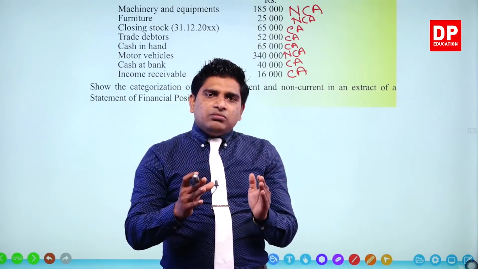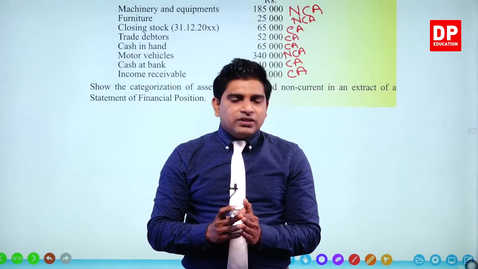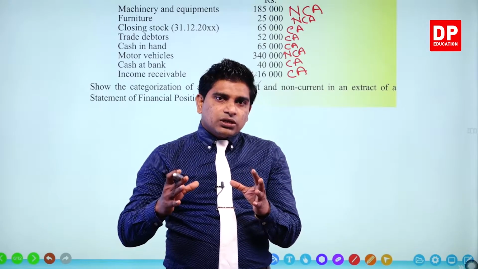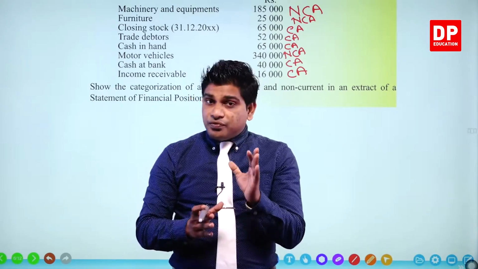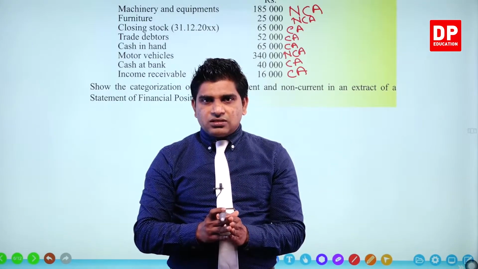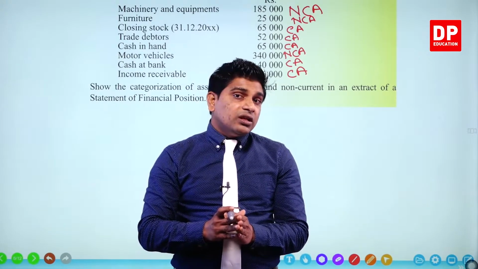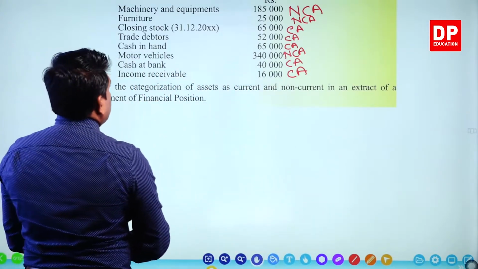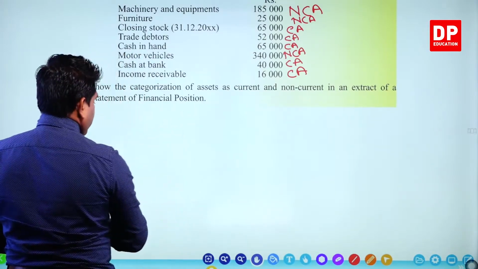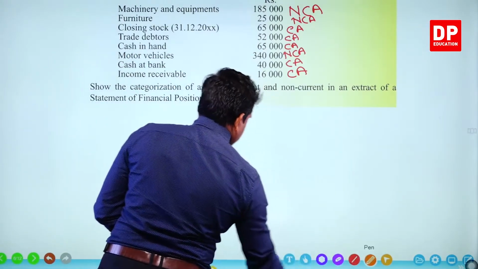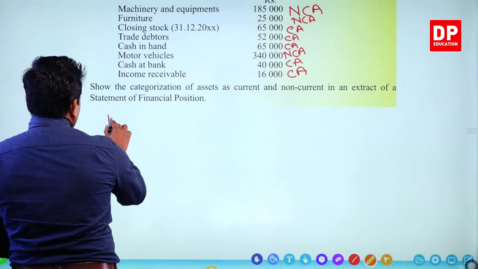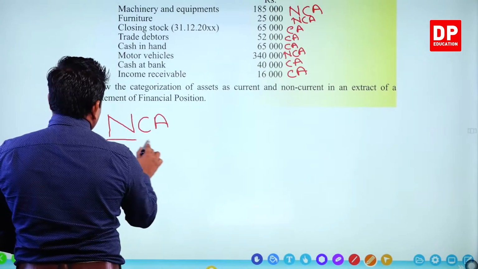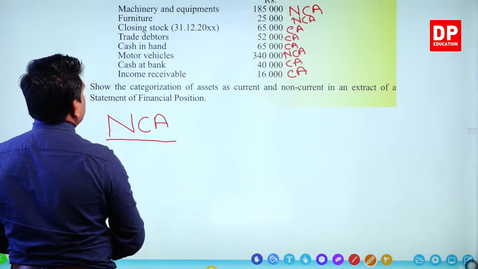You have to record them according to the liquidity concept. Liquidity, you know, is how long you take to convert a certain asset into cash with minimum losses. Right? With minimum losses. Then here we can classify non-current assets first. NCA means non-current assets, right?